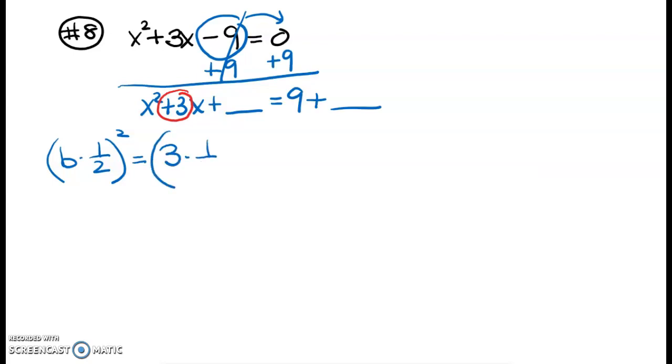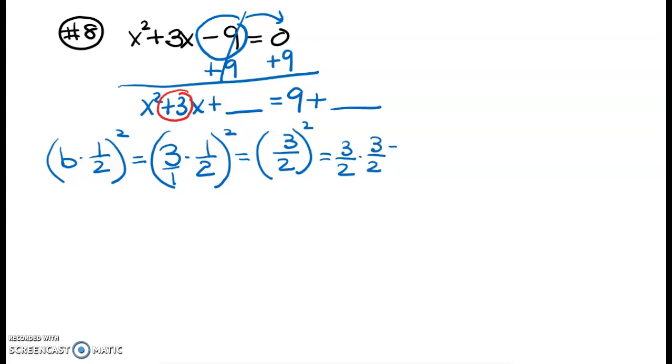We're going to multiply 3 times 1/2. And we're not turning this into a decimal, all right? We're going to leave it as a fraction. So when we multiply 3 times 1/2, we multiply across to get 3/2. And remember, when I square 3/2, I'm just multiplying it twice, and I'm multiplying across to get 9/4. So 9/4 is the number we're adding on both sides.